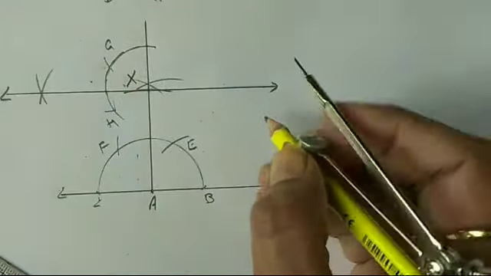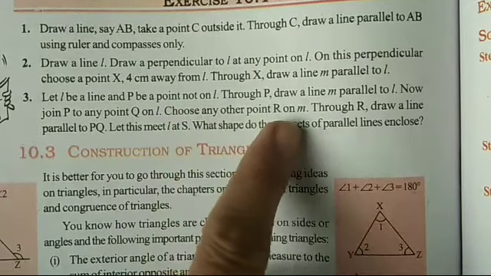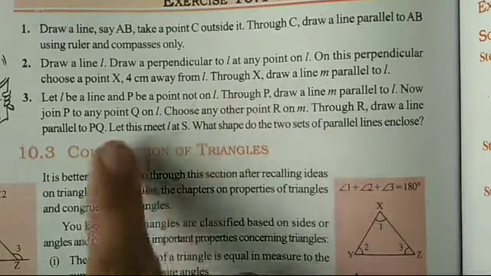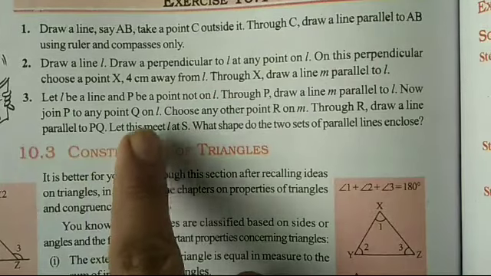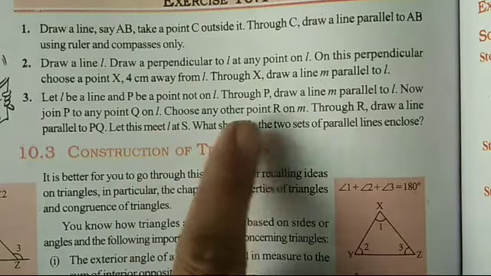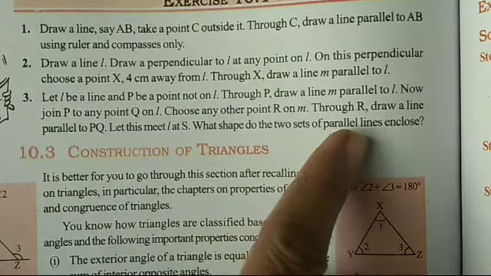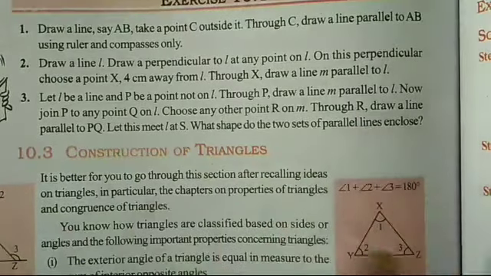Now moving towards question number 3. In question number 3, the question is: let L be a line and P be a point not on L. Through P, draw a line M parallel to L. Now join P to any point Q on L. Choose any point R on M. Through R, draw a line parallel to PQ. Let this meet L at S. What shape do the 2 sets of parallel lines enclose? Okay, so this is the whole question. So how to solve question number 3?